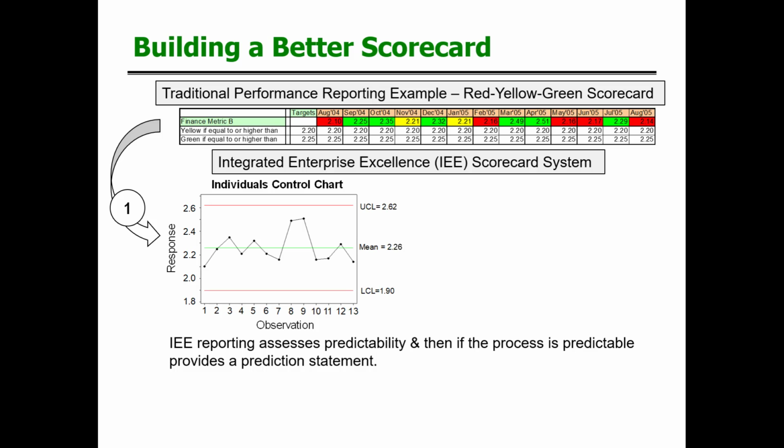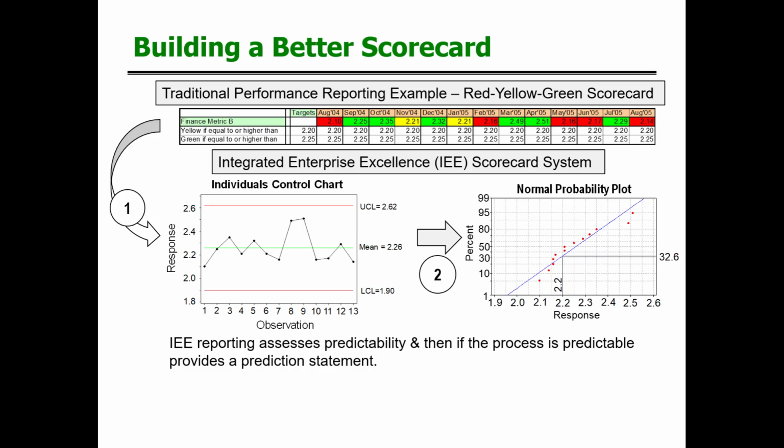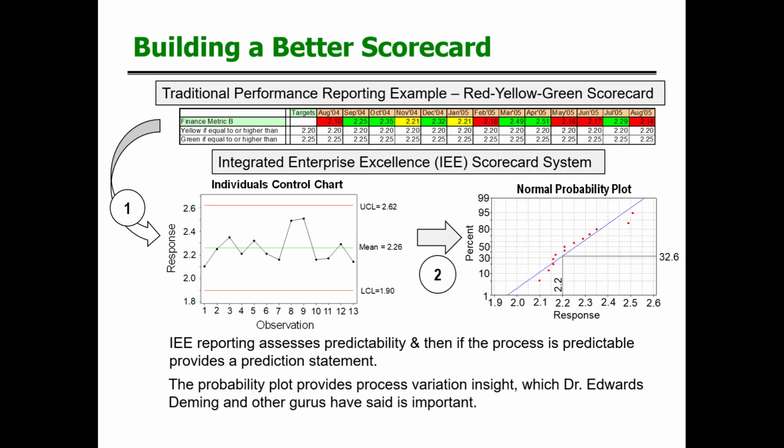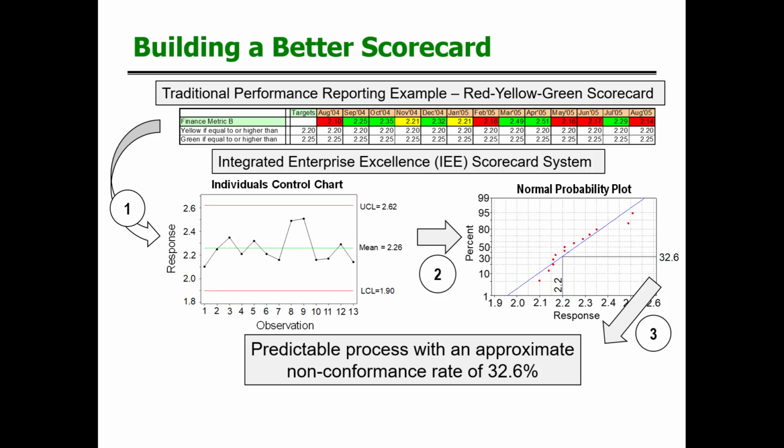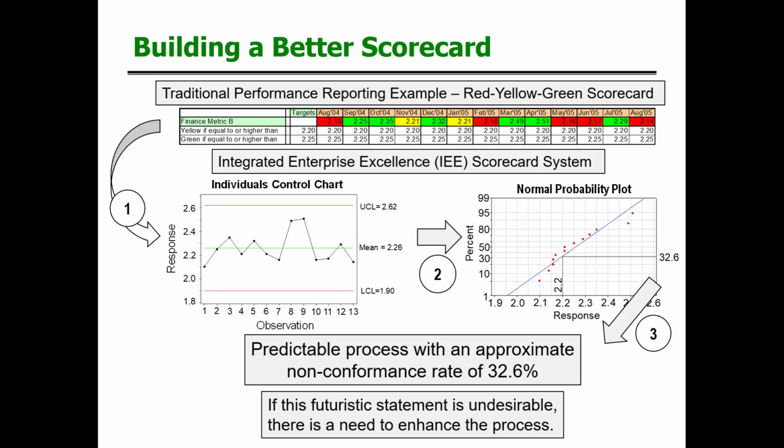So in IEE reporting at 30,000 foot level, we want to have a predictability statement, which we have there, and then provide a prediction statement. The way we do that is provide the normal probability plot in the same report out. Notice now the probability plot provides a variation insight into our process, which Dr. Deming and other gurus have said is very important. How do we present this to others? Well, we can make the statement simply at the bottom of the charts, and that's what is done in 30,000 foot level reporting. If this futuristic statement is undesirable, there is a need to enhance the process. Notice how this prediction statement is a lot easier to understand than process performance indices such as Pp and Ppk.